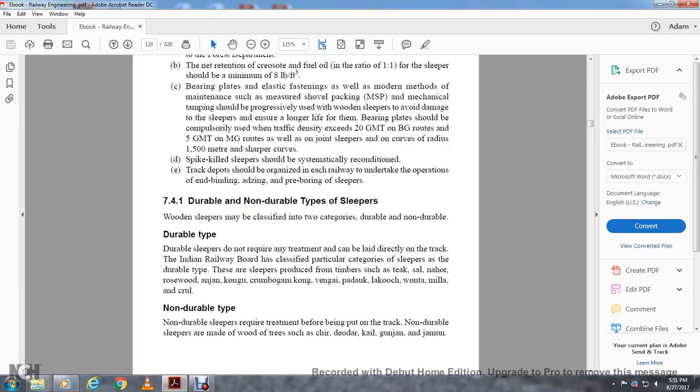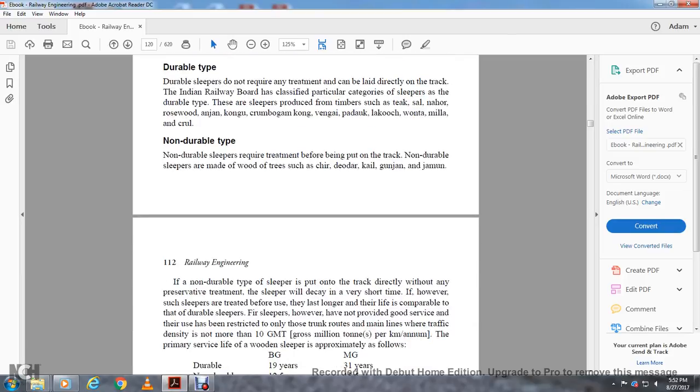Non-durable type sleeper. The non-durable sleepers are made with the wood of trees such as Chir, Deodar, Kail, and Kanjun, and Jamun. I guess these are different names, like Indian names for them.